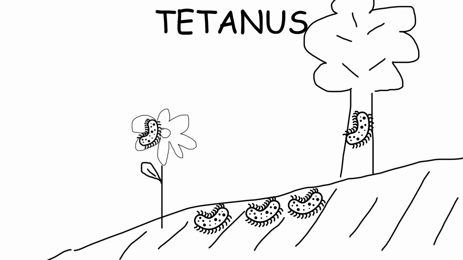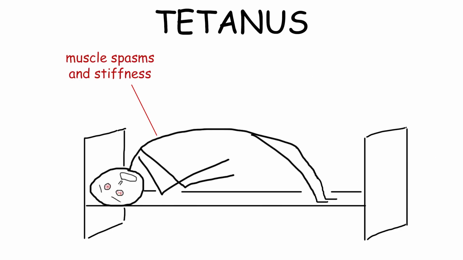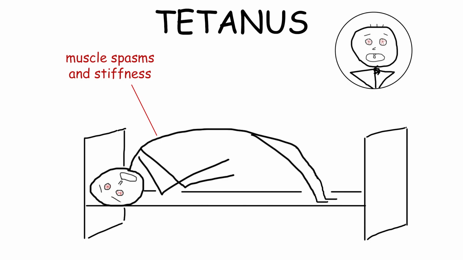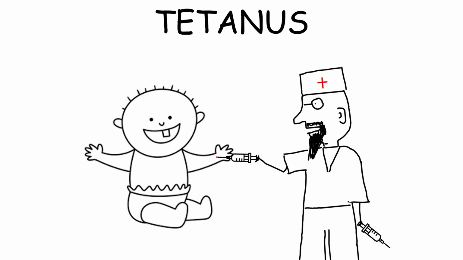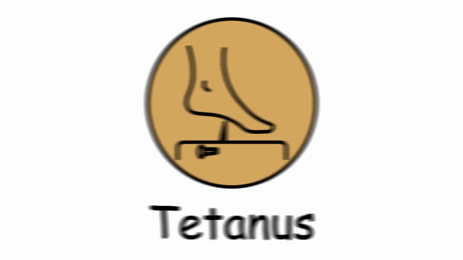Infection occurs through wounds, cuts, or scratches when the bacteria enter the body. Symptoms of tetanus include muscle spasms and stiffness, which can lead to serious complications, including suffocation and death. Tetanus prevention is achieved through vaccination, which is typically administered in childhood and regularly updated throughout life.